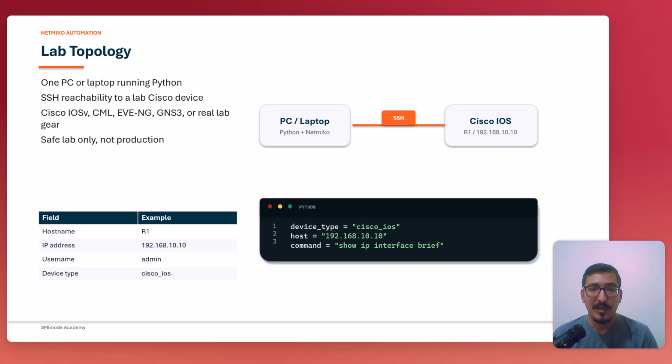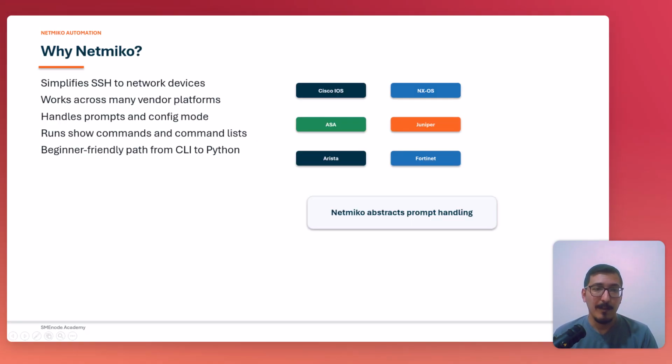One laptop running Python, one Cisco iOS device reachable over SSH. That could be IOSv in CML, EVE-NG, GNS3, or a spare router or switch in a lab. In the slide, the device is 192.168.10.10. Replace that with your own lab IP. Please don't run your first automation test against production. That's a bad day waiting to happen.